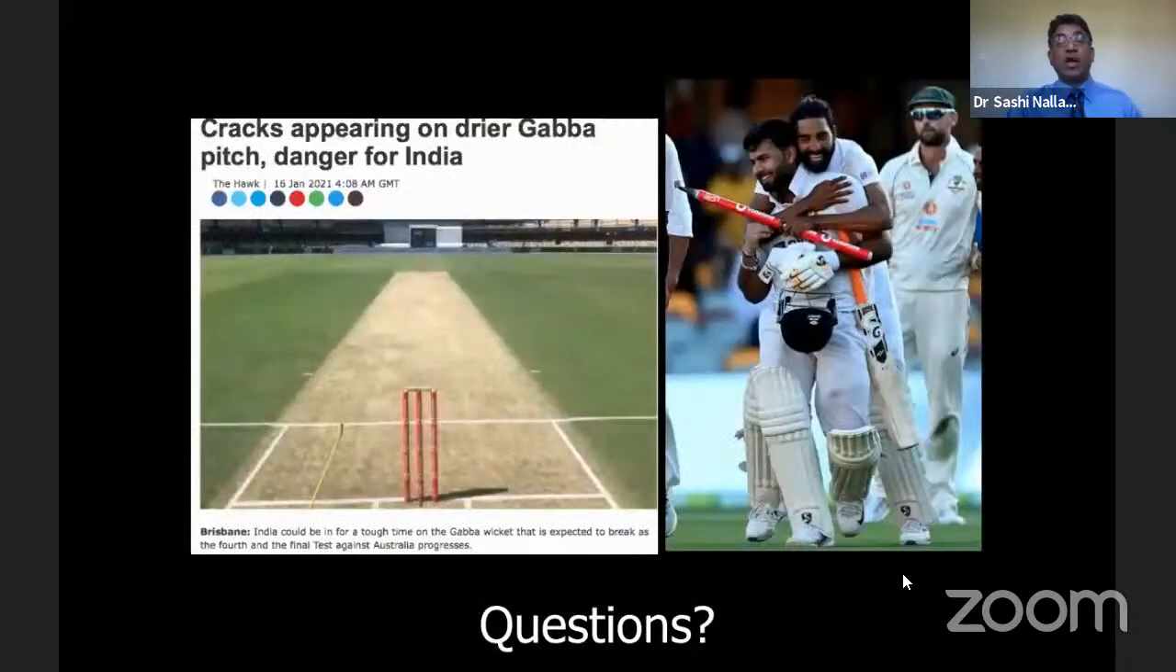So coming back to the first slide that I showed, with cracks on the pitch. Cracks, nobody wants to see cracks. I mean, you go to the Gabba especially, you don't want to see cracks on a pitch, especially if you're batting on the 5th day, like the Indians did.